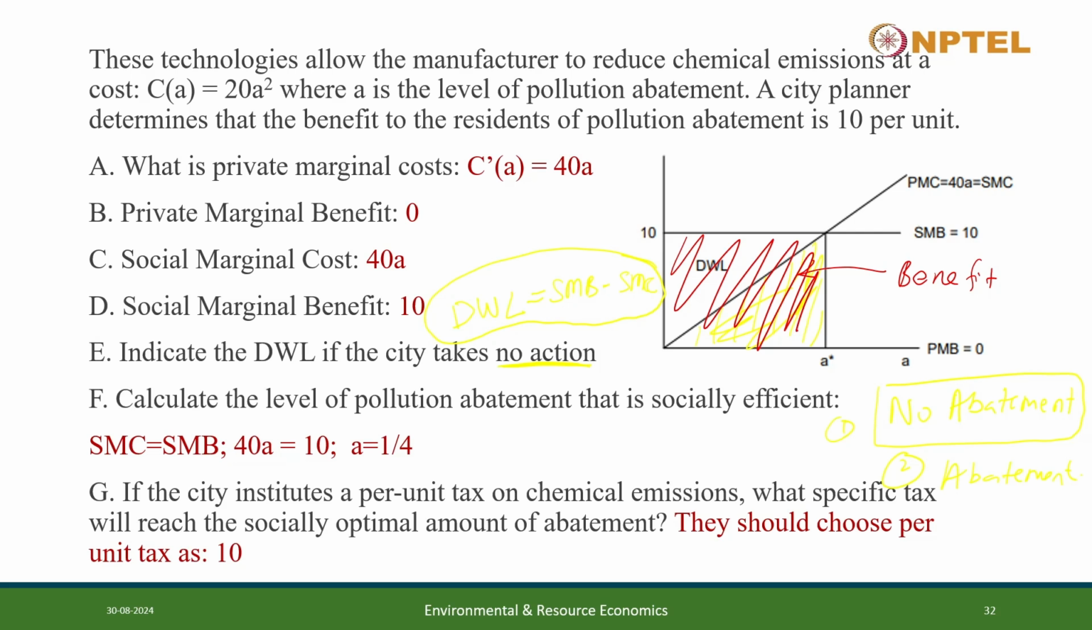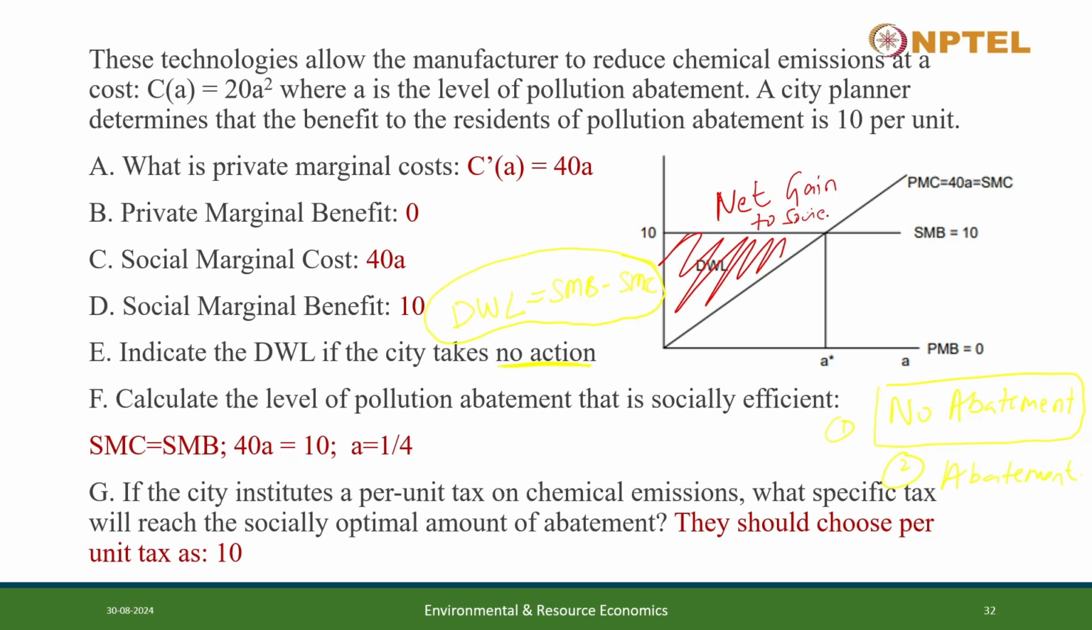Now, if there is no action at all, if this abatement is not done, then there will be no benefit, right? There will be no benefit. So this whole area will be the net gain. If action is taken, then this will be the net gain to society, which the society is losing because of no action. So this case is known as deadweight loss.